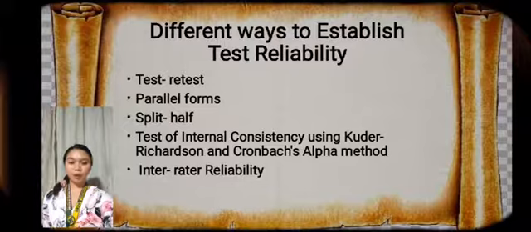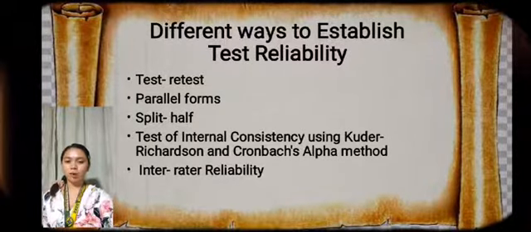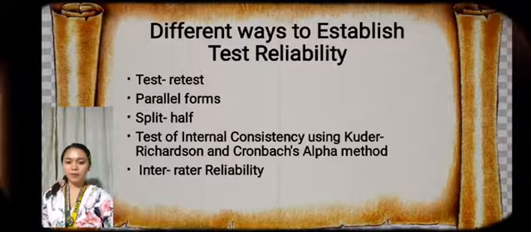We have also different ways to establish test reliability. First is the test-retest. Second, the parallel forms. Third, the split-half. Fourth, test of internal consistency using the Kuder-Richardson and Cronbach's alpha method. And fifth, the inter-rater reliability.